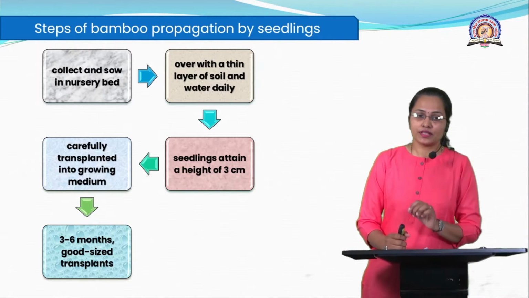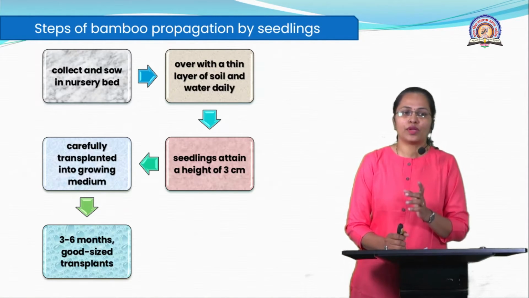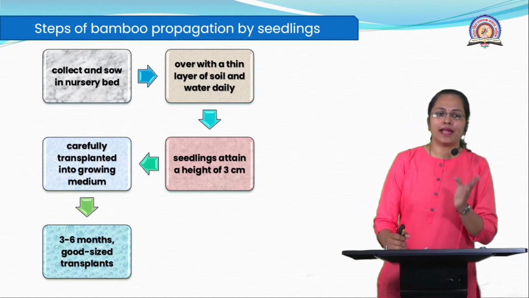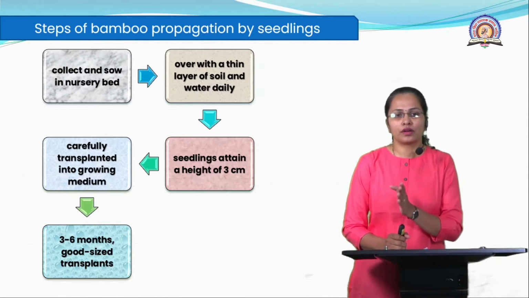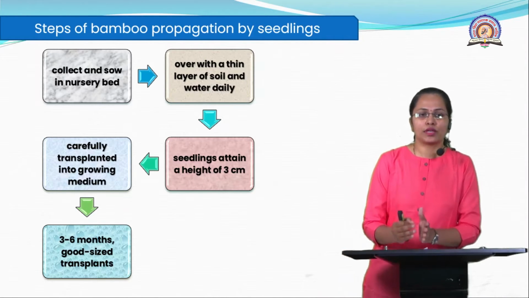Then after the 3 centimeter stage, we have to transfer that seedling, that plantlet, from the nursery bed into the proper growing medium. Okay, so what are the steps?